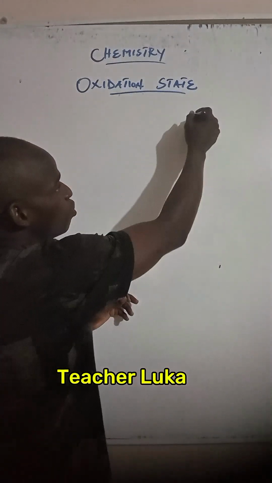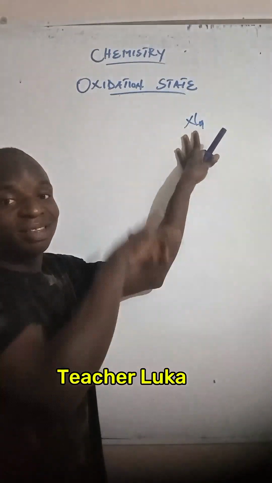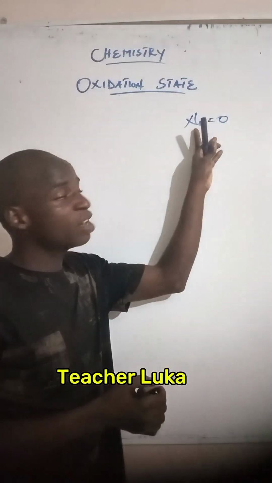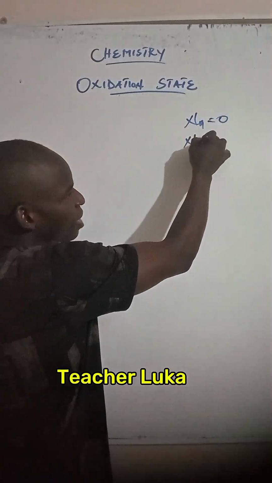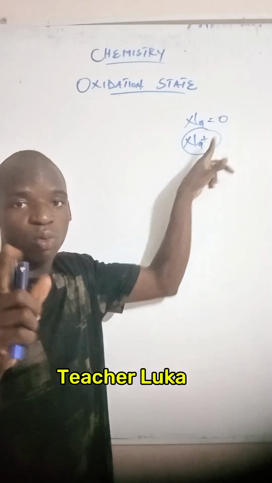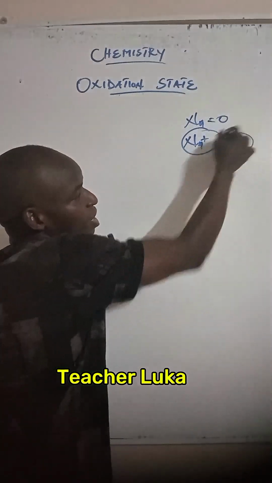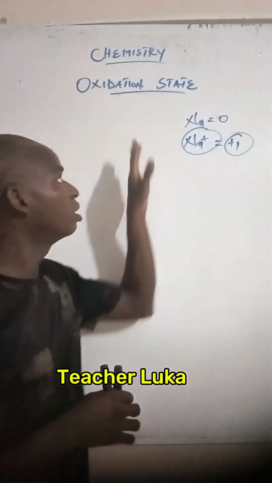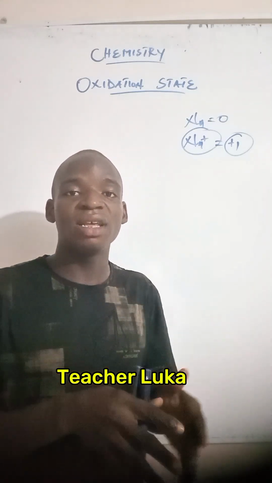Now we cited examples with an element like sodium. I told you that when sodium is written this way, the oxidation state of sodium in this state is zero. So this sodium is neutral. But when sodium ionizes, it has an oxidation number of +1. So in this state, this sodium is +1, because it has undergone ionization. Are you following?